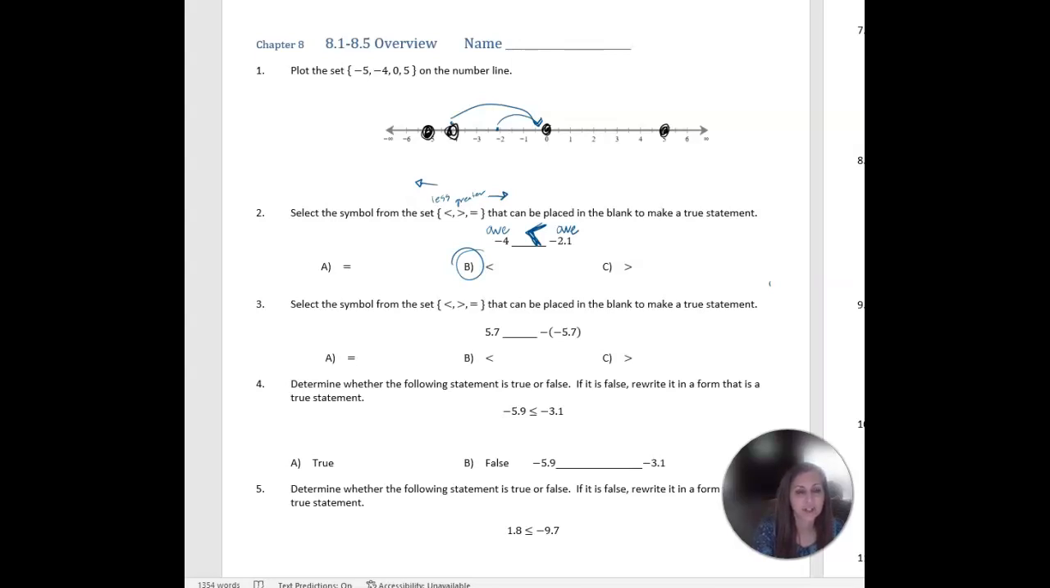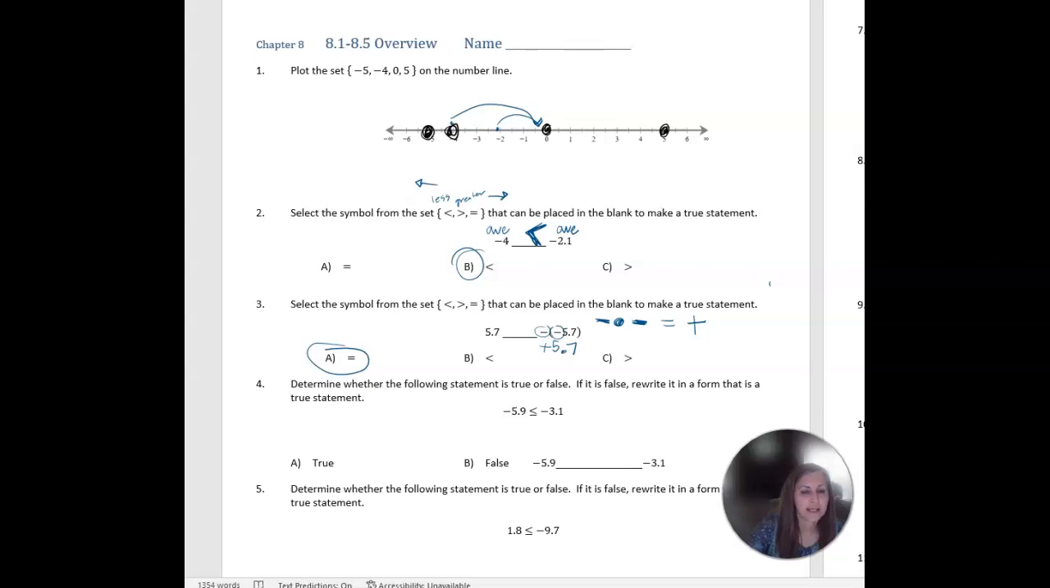Okay, so this is the first chapter that we've dealt with negative numbers. You need to know that a negative times a negative equals a positive. Let me write that down. When you multiply a negative times a negative, the answer becomes a positive. So negative times a negative actually makes this positive 5.7. And so when we compare them, 5.7 to the left is equal to 5.7 on the right. So the answer is A.